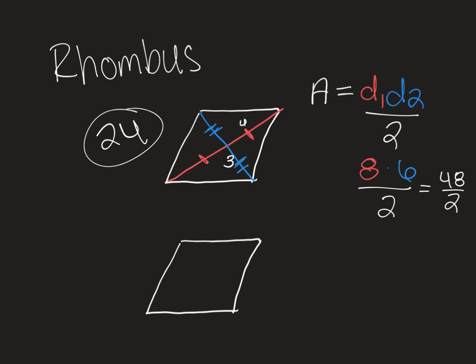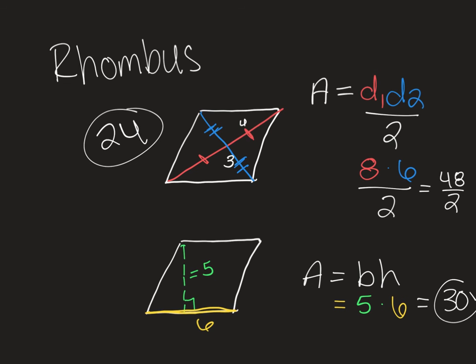The other formula that we can use for a rhombus is just like we use for a parallelogram: base times height. Obviously we would have to have the height of this rhombus instead of one of the diagonals, and we would have to have a length of one of the bases. Really any one of these sides, because remember they're all the same in a rhombus. Let's say we're given the height is 5, and the base is 6. We would do 5 times 6, which means the area of this rhombus would be 30.